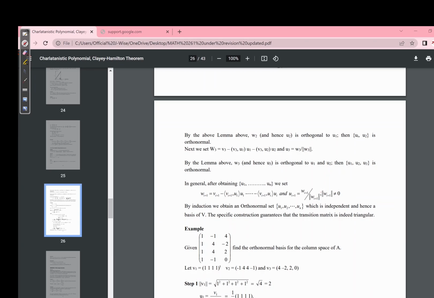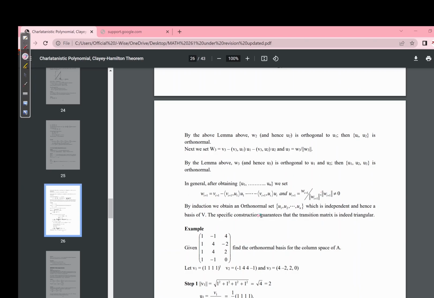So generally, W(i+1) is given by V(i+1) minus the inner product of V(i+1) and U1 times U1, up to the last term, which is the inner product of V(i+1) and Ui times Ui. Then U(i+1) is given by W(i+1) divided by the norm of W(i+1), such that the norm of W(i+1) is non-zero. So now let's solve an example.